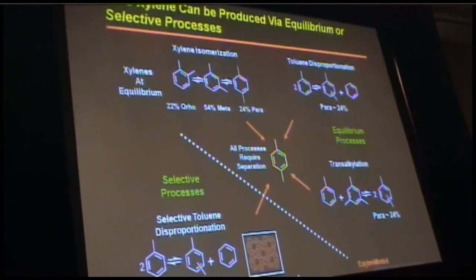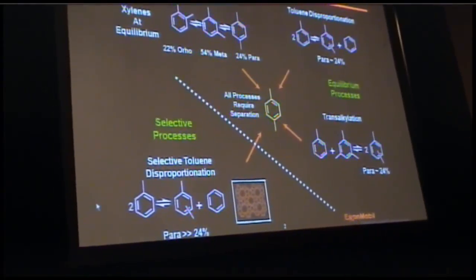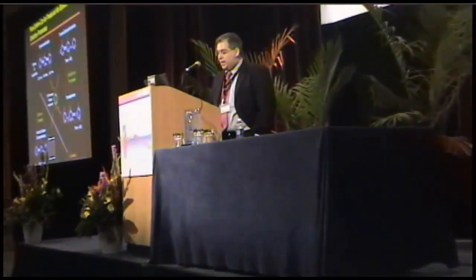Now it's been known for some time that there are some selective processes to make paraxylene. I can disproportionate toluene as I did previously, but I can selectively make paraxylene. So the selectivity there is greater than 24% to the isomer. And that's done in a zeolite, one of our favorite zeolites here, ZSM-5. And I'm going to talk much more about the role that ZSM-5 plays in achieving this.